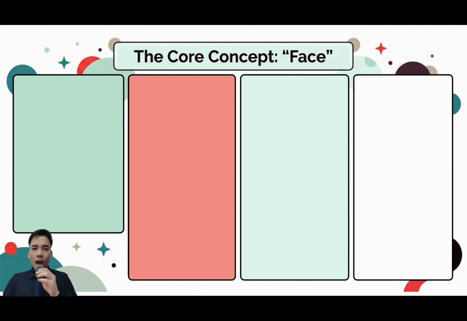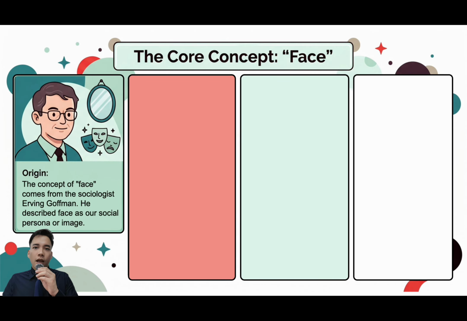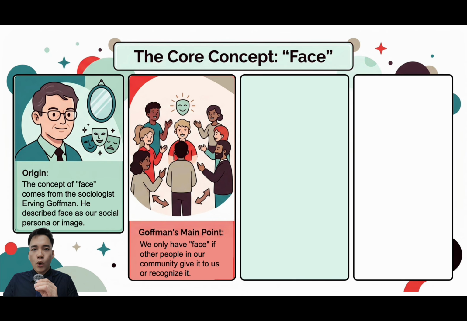The core concept in Brown and Levinson's theory is face. An origin of the concept of face comes from the sociologist Erving Goffman. Goffman described face as our social persona or image. In simple words, face means the image of ourselves that we want other people to recognize. Goffman's main point is that we only have face if other people in our community give it to us or recognize it. So face is not something we own alone. It depends on the social recognition.